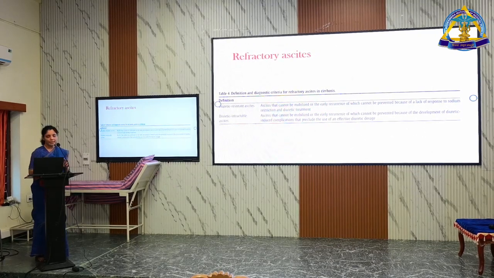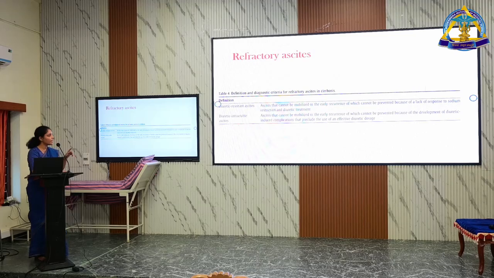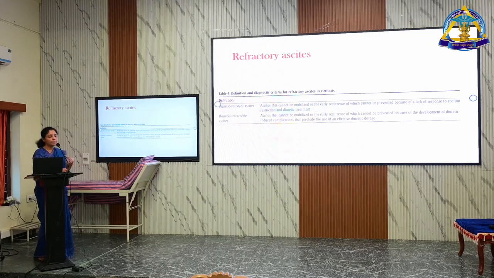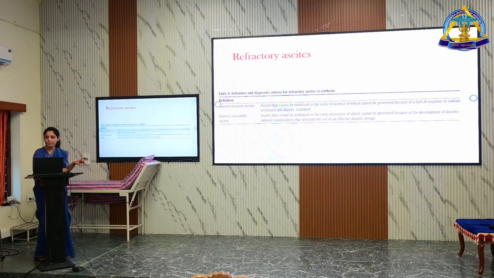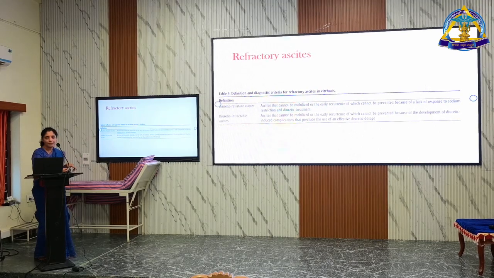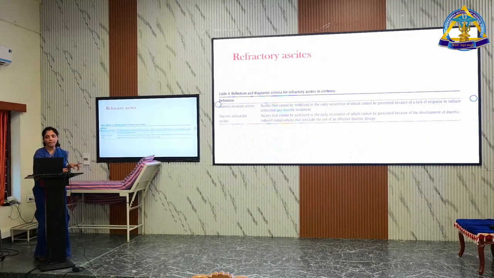Now, another terminology just to introduce: refractory ascites. Refractory ascites can be either diuretic-resistant ascites, that means the ascites is not responding to your sodium restriction and adequate doses of diuretics, or sometimes a patient can develop acute kidney injury and electrolyte imbalance and you are not able to give even a moderate dose of diuretics. That is called diuretic-intractable ascites. In either of these scenarios, it's called refractory ascites. And we said for refractory ascites, the patient can go for TIPS.